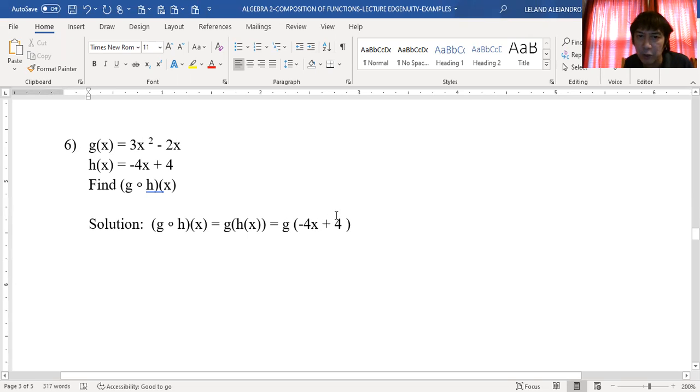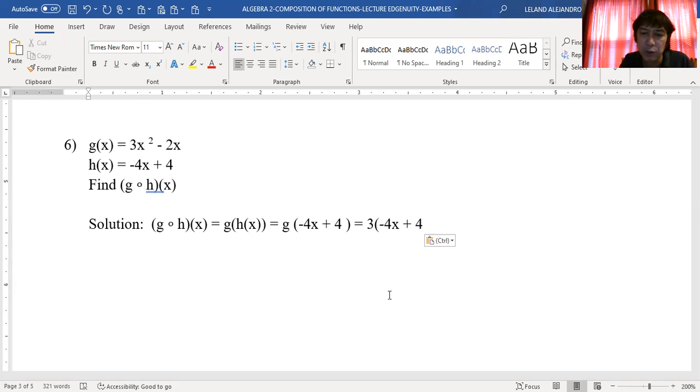Remember the procedure: you replace the x now with the equivalent of h, and h happens to be this. So that means this will be input to this x and to this x. Let's do that. This will now be 3 times the quantity squared. We will put this, and then you square it, like that.